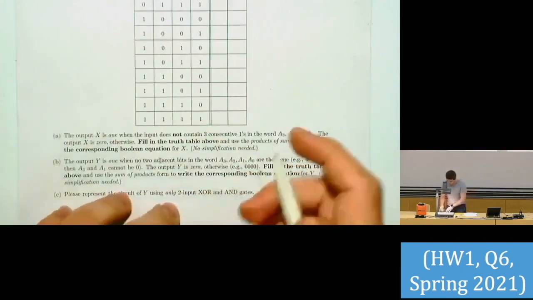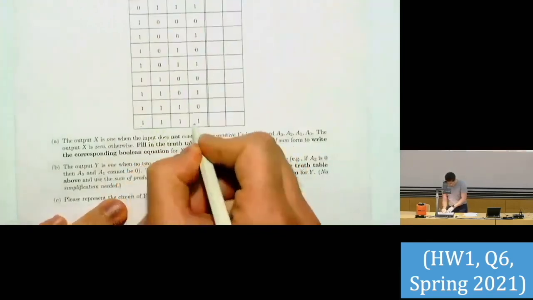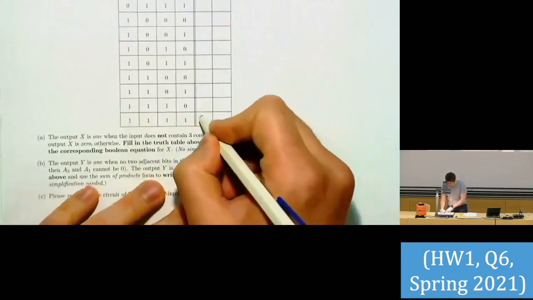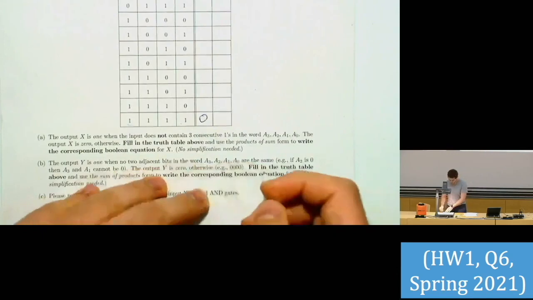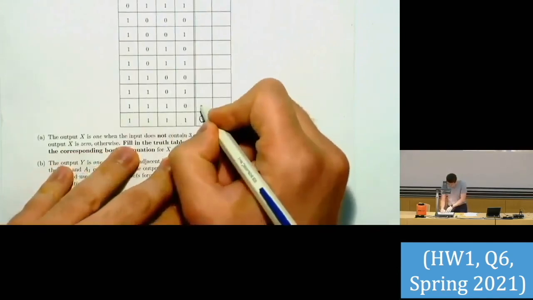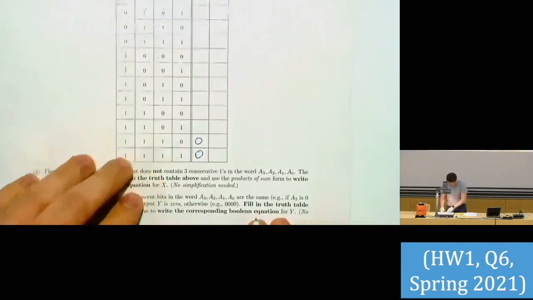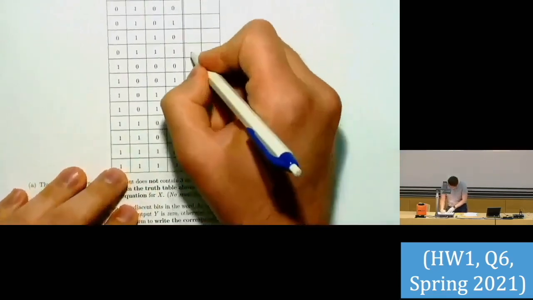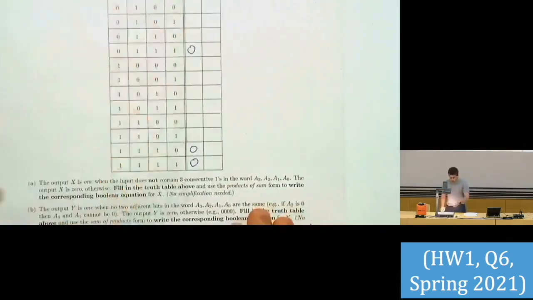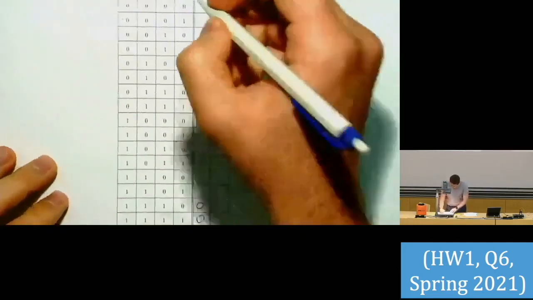So let's find such occurrences in this truth table. For example, it contains 3 ones consecutively, right? So this means that here X should be 0. And we also have 3 consecutive ones here, so here also X should be 0. And the last one is here, so this is 0. But for the rest of these, X will be 1, because for the rest of them I won't have any 3 consecutive ones.